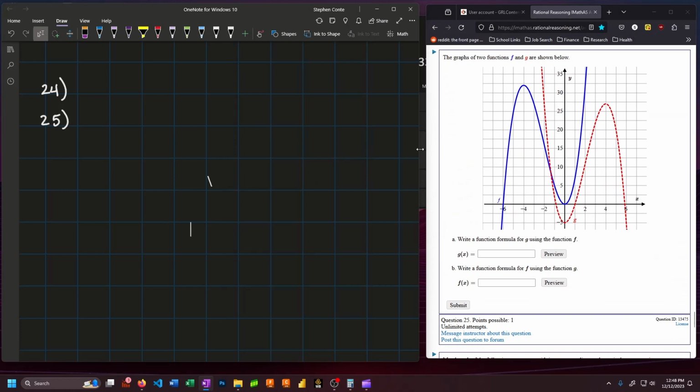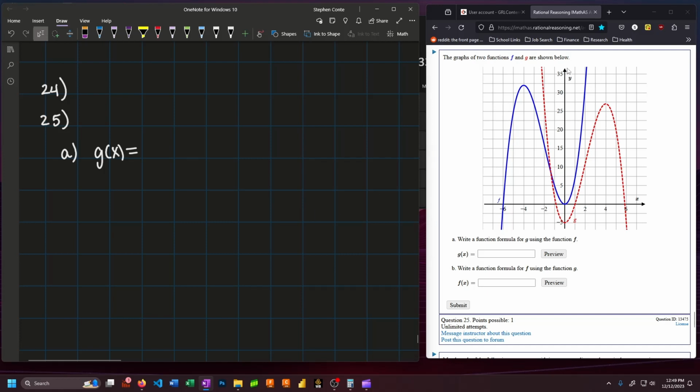Okay, let's move on to 25. So we have the graph of two functions f and g shown below. We want to figure out how we can write a function formula for g using f. So f is the blue function. I want to write g of x in terms of f of x. So f of x looks like a cubic function. It doesn't really matter what the function actually is. Whatever, we have f of x.